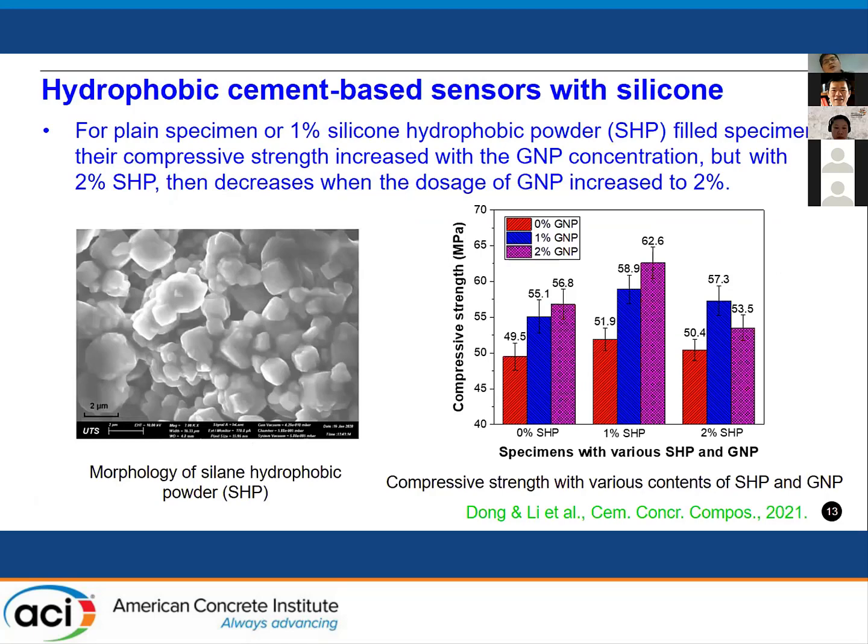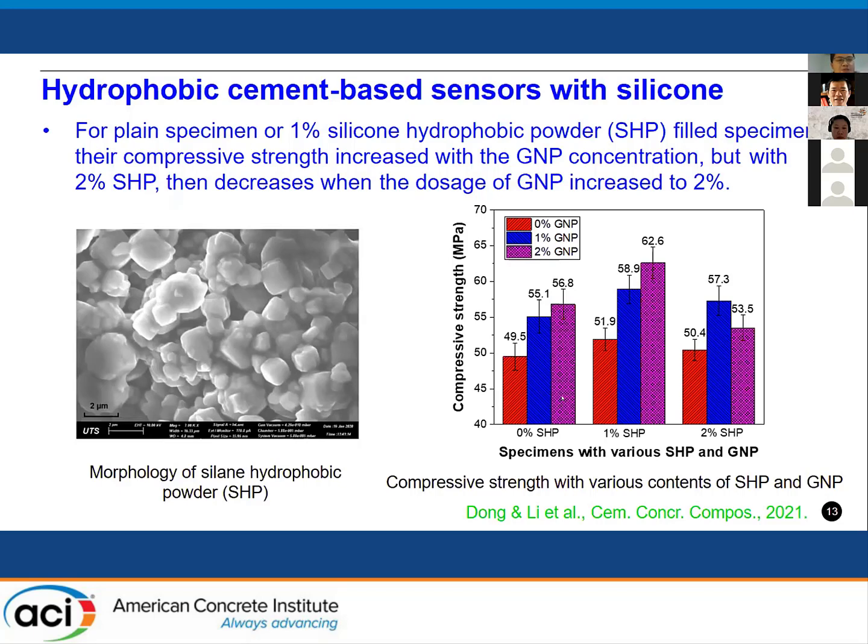So now here we are going to talk about the hydrophobic cement-based sensors using GNP and the selenium hydrophobic powder, which is called SHP. As we can see the microstructure and the morphology of SHP in this image. And then let's look at the compressive strengths with various content of SHP and GNP.